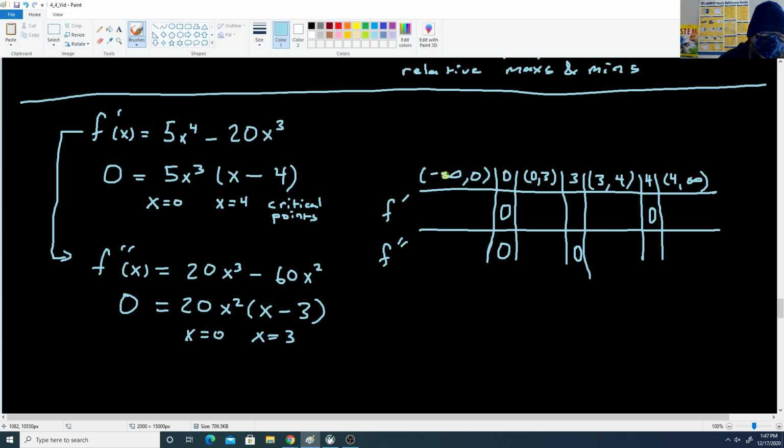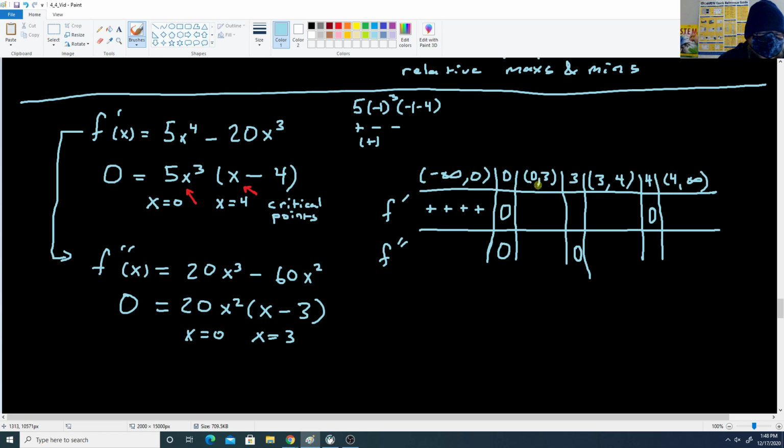So I'm going to look at negative infinity up to 0. I'll look at negative 1. So for -1, I'm going to be plugging into the first derivative, into the x here and the x here. We'll have 5 times -1 cubed times -1 minus 4. So 5 is positive, -1 cubed, when you cube a negative, it stays negative. -1 minus 4 is negative. So positive, negative, negative. When you multiply them out, it is positive. So f prime should start out as positive.